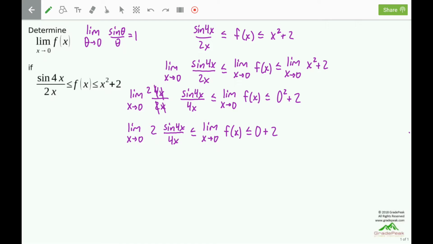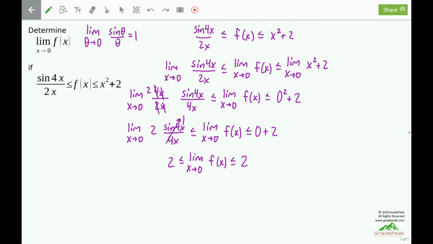For the leftmost limit, we have the identity because the sine is now phase matched, and therefore the sine of 4x over 4x will go to 1 as x approaches 0. And the result there is 2 times 1, which is 2. And the limit we want to determine. And then 0 plus 2 is 2.